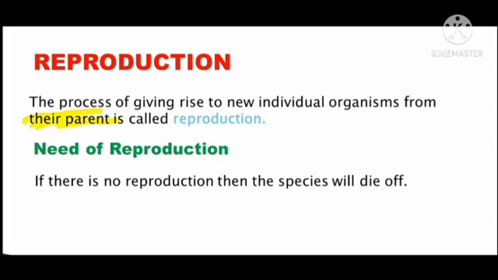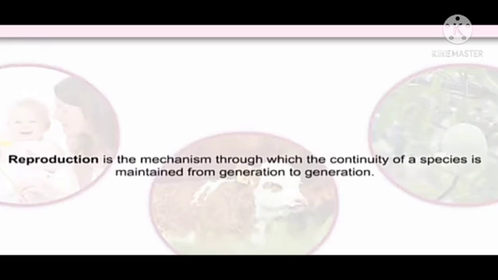If they would not reproduce, then after their death, there would be no organisms left and the species would thus perish or die off or become extinct from this earth. And second thing, reproduction is the mechanism through which the continuity of a species is maintained from generation to generation.